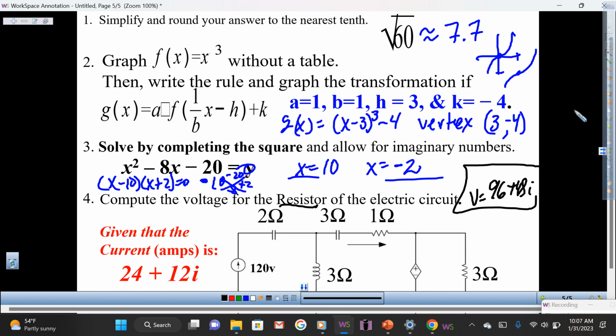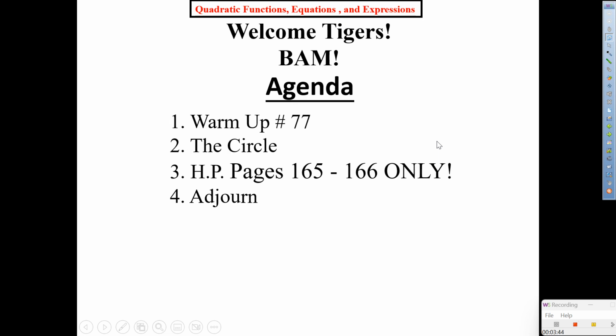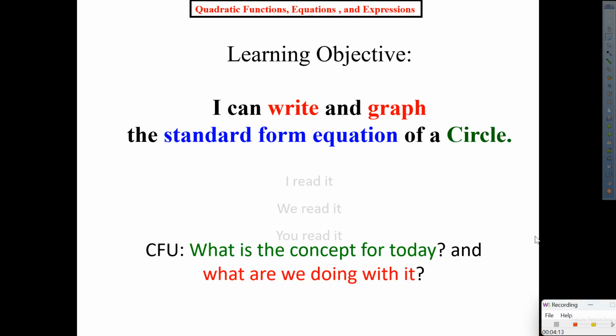All right, let's copy the agenda, please, and make sure you send me your warm-up. Warm-up number 77, the circle. We're moving on today, so that's going to be in our Frayer model. And home plate pages 165, 166. That's for tonight. And once again, make sure you turn in last night's home plate, which were the 10 problems on Canvas. And once again, get a Cornell note. You do need a Frayer model. It's going to go pretty fast today, so stay with me. Okay? All right, here we go.